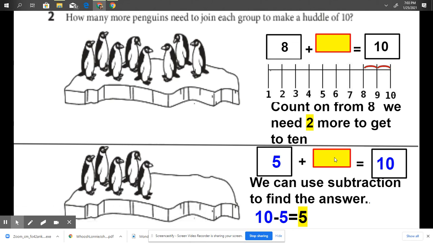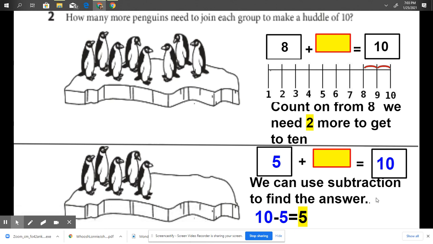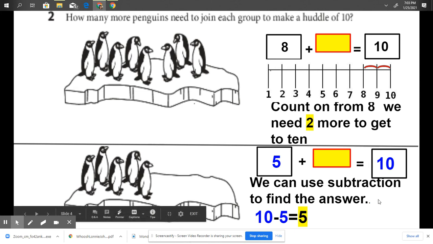But we also know that we have fact families. And in our fact families, 5 plus something equals 10. We can also say 10 minus 5 will equal our missing number. So 10 minus 5 equals 5. So we can use subtraction to find the missing number of how many we need to add to our lonely 5 to give us 10 penguins.